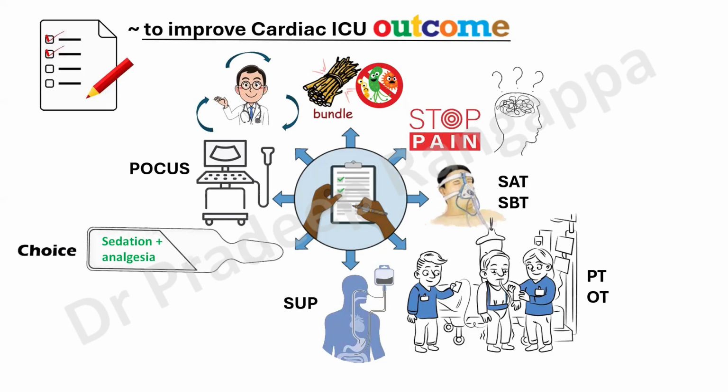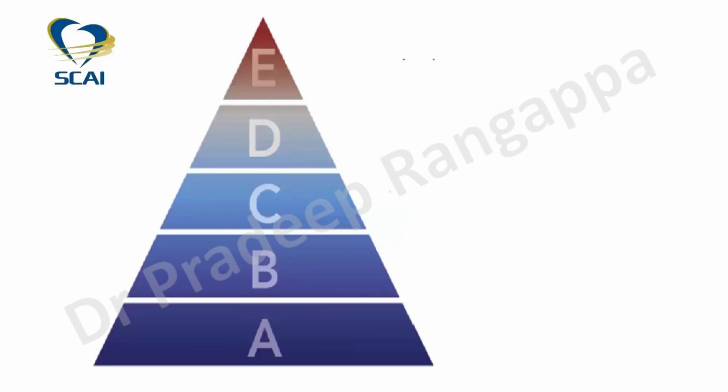So this is more of an administrative process issue, where housekeeping measures of various different dimensions to be put in place in cardiac ICU have been emphasized. The last one or two slides are about this pyramid approach for risk stratification in cardiogenic shock, which has come from SCAI, the Society for Cardiovascular Angiography and Intervention.